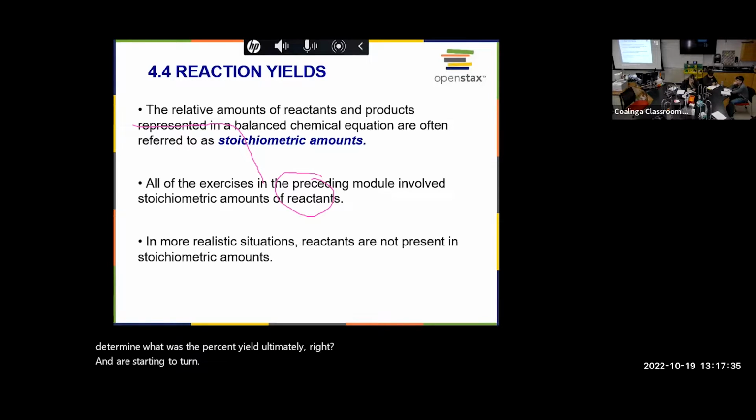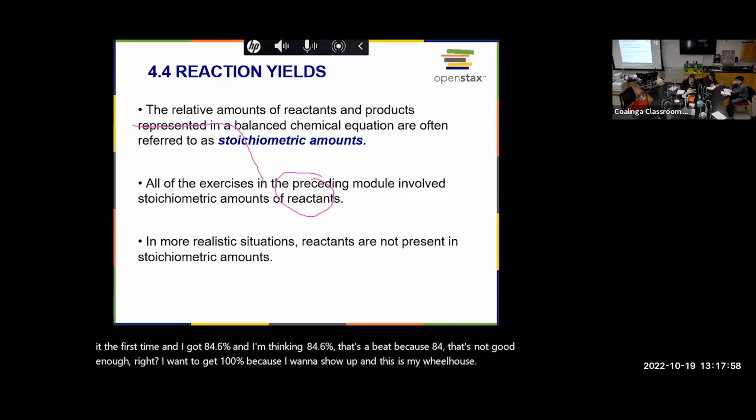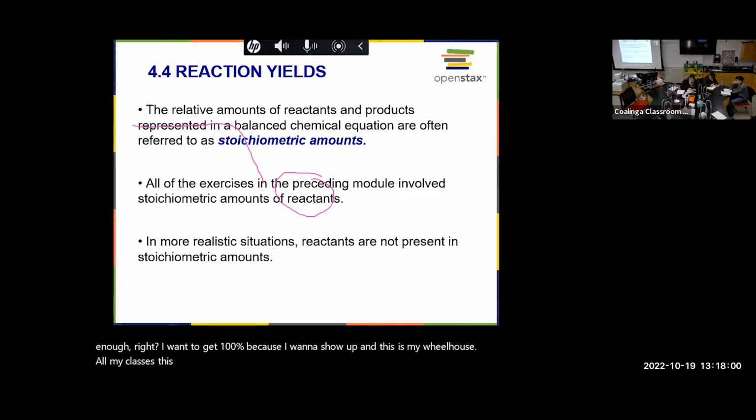So I went through and did the experiments, and I did it the first time and I got 84.6%. And I'm thinking, 84.6%, that's a B, that's not good enough. I want to get 100% because I want to brag and show off. And this is my wheelhouse. I'm good at chemistry. I've got A's in all my chem classes. I just aced the test. My head was about this big.